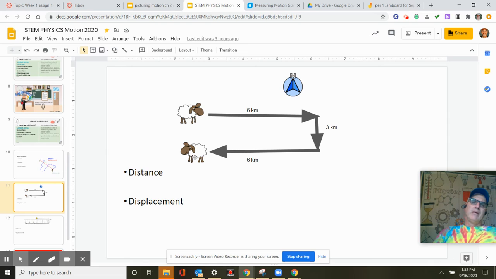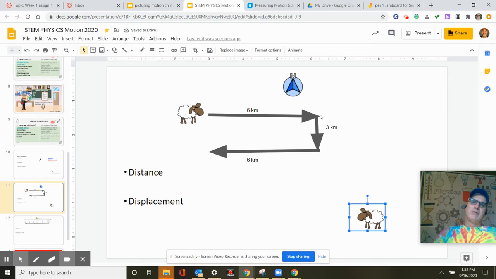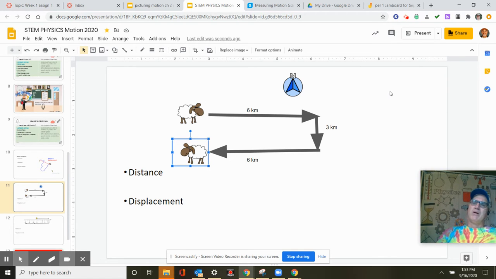On this slide, I introduced the sheep, and this sheep walks 6 kilometers, and then it walks 3 kilometers, and then it walks 6 more kilometers. The question posed was, what was the distance of the sheep and the displacement of the sheep? Right now, if you're watching this for the first time, I would like you to pause the video and try to figure those things out. In class, we did these on Jamboards and in breakout rooms.